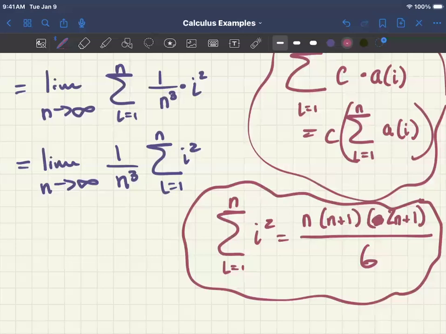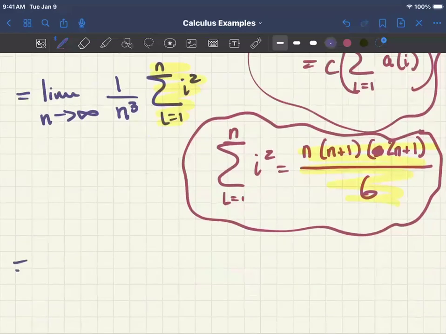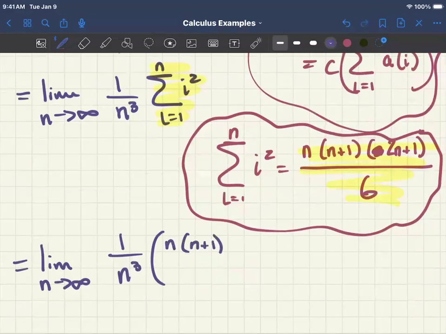So we can substitute our summation with the other side of our equation, and that is going to give us everything without an i. Now we have the limit as n goes to infinity of 1 over n cubed times (n plus 1)(2n plus 1) divided by 6.